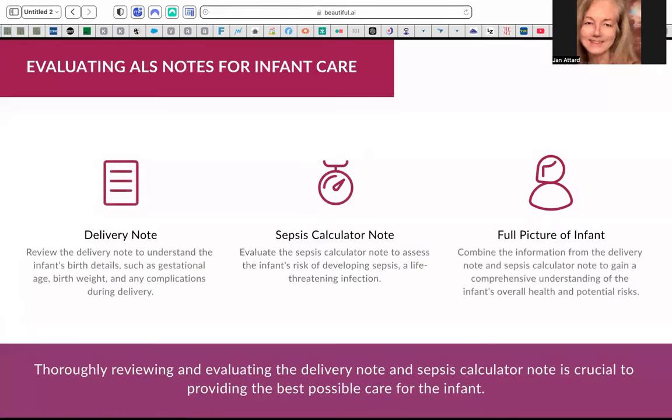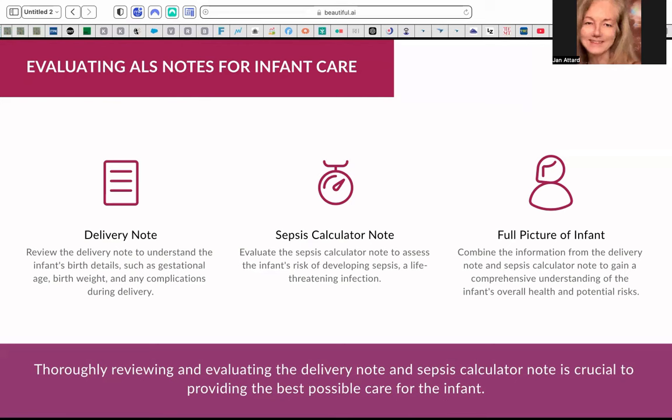That is our goal. So how do we evaluate? Well, we look at the delivery note. What happened? So what happened with the infant's birth? What was the gestational age? What was the birth weight? What were any complications? And what does that even mean? Was there MEC? Was there gestational diabetes? Was there hypertensive crisis? Was there no prenatal care? Were there drugs involved in the delivery that affected this baby?